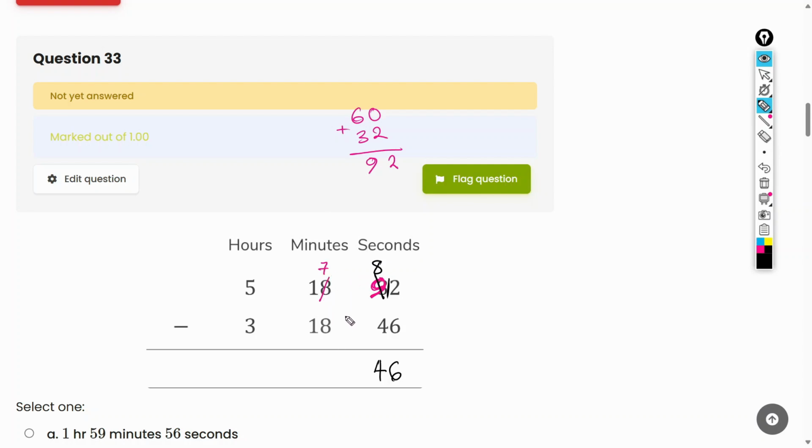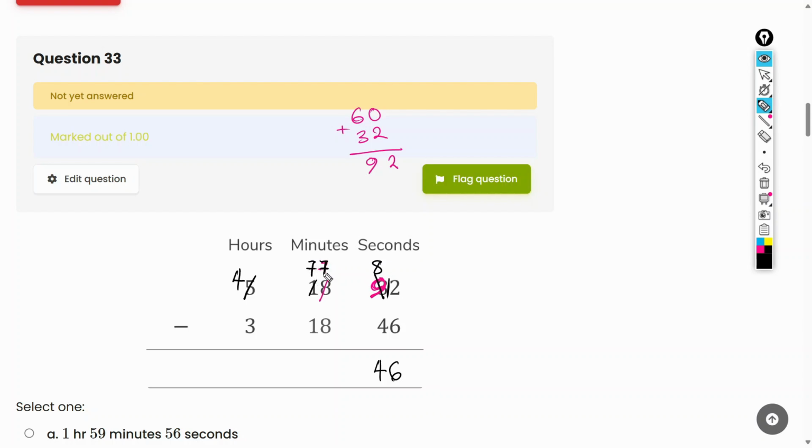17 minutes minus 18 minutes. Again, that wouldn't work. So we borrow 1 from 5 hours. We're left with 4 hours. And then when we convert from hours to minutes, that's 60. So if we had 17 before and we add 60, that becomes 77.